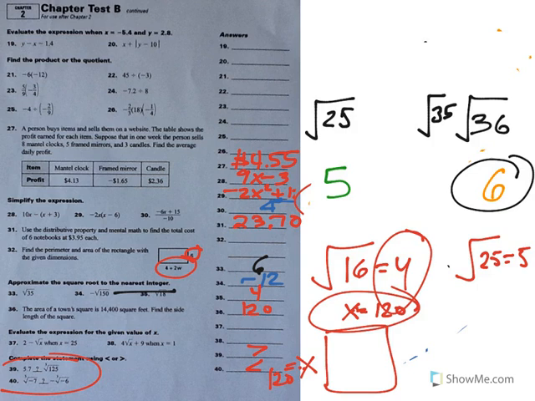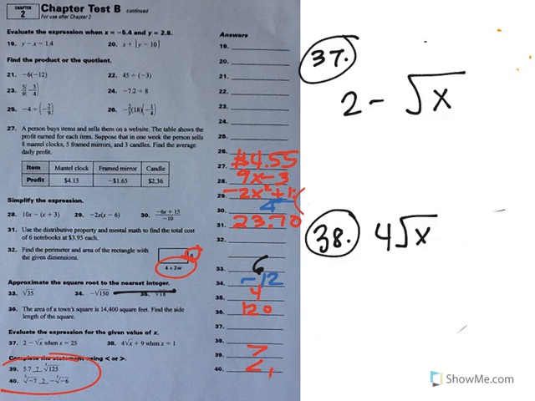Last two. Okay, so we're plugging in for x in these questions. The number 37, x equals 25. So plug in 25, just like that. And the square root of 25 is 5. And then 2 minus 5 is equal to, careful, negative 3.